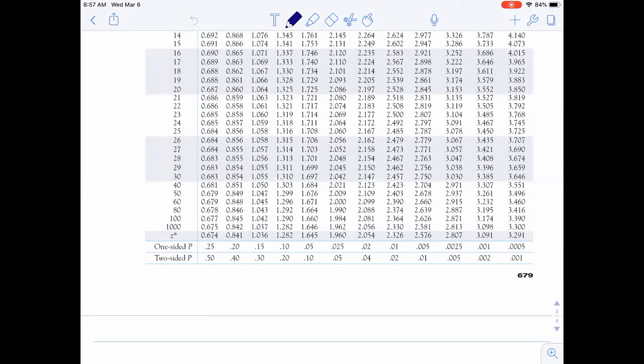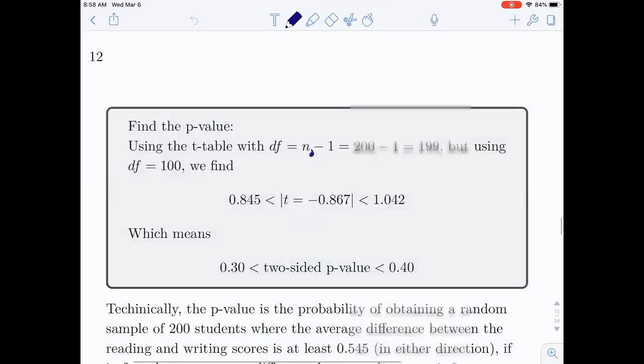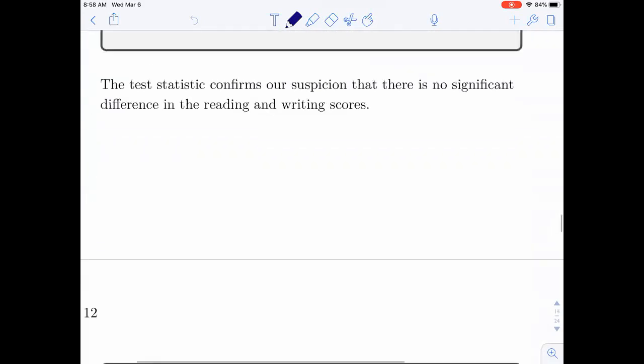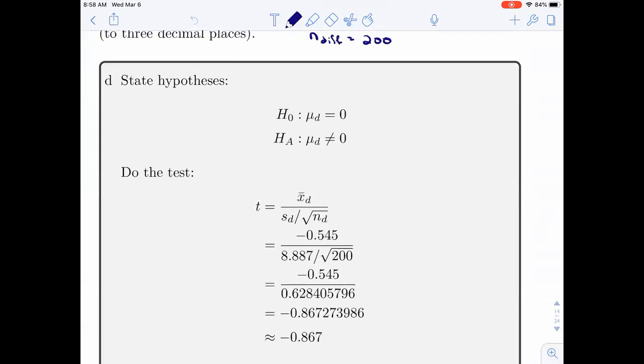Right, and so now we can scroll down to the two-sided test, because we wanted to show that they're just not equal to 0. And so our p-value is somewhere between 0.3 and 0.4. So I will make a note up here in our hypothesis that this is a two-sided test.